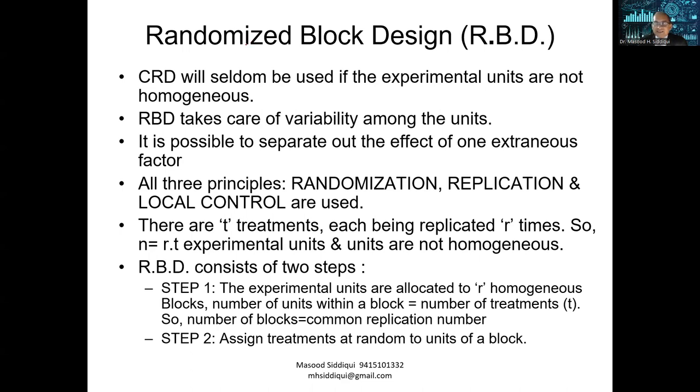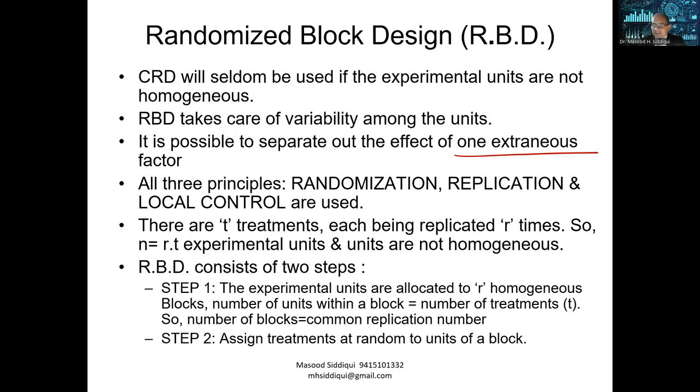As you read this, it is a randomized block, not complete random. It is a randomized block design. So the RBD takes care of variability among units, so it is possible to separate out the effect of one extraneous factor. It goes with one extraneous factor. And it is very popular because it uses all three principles of experimental research as propounded by R.A. Fisher: one is randomization, another is replication, and the third is local control. Okay, so it uses all three principles. I will be explaining how local control would be used.